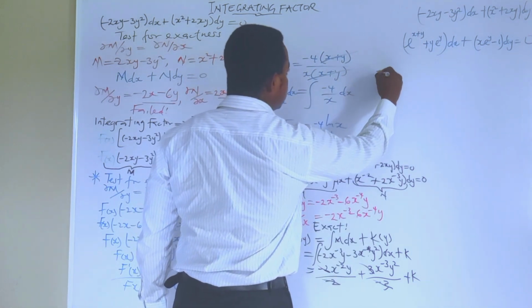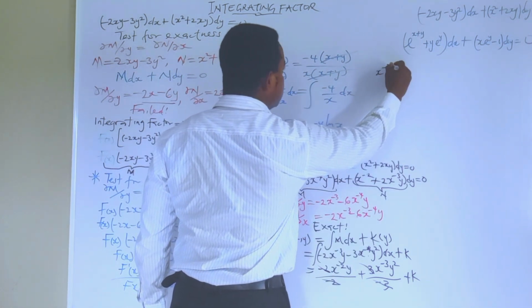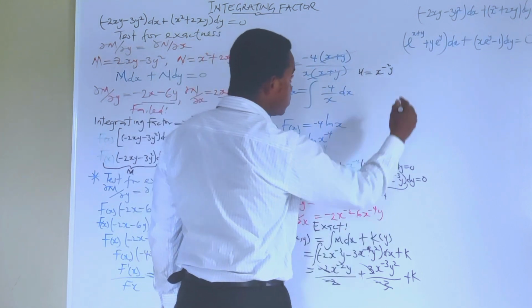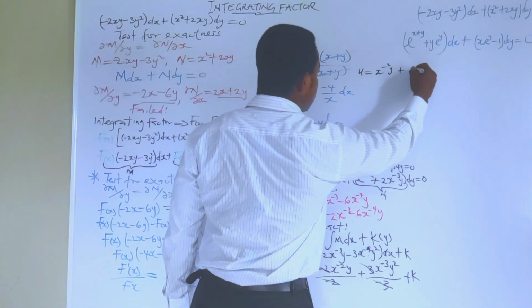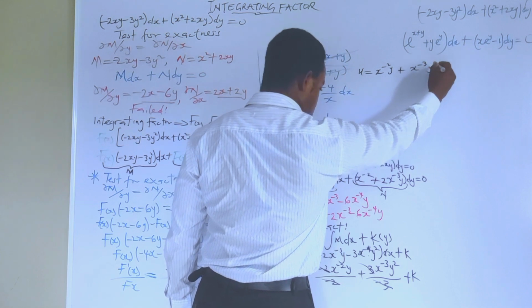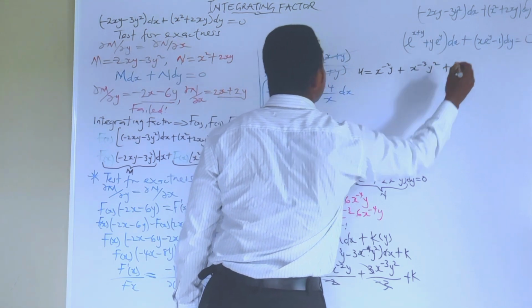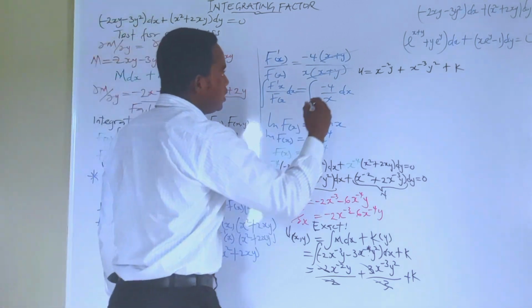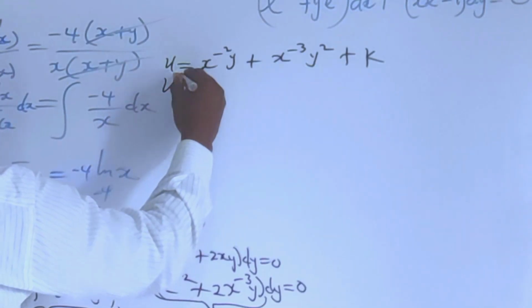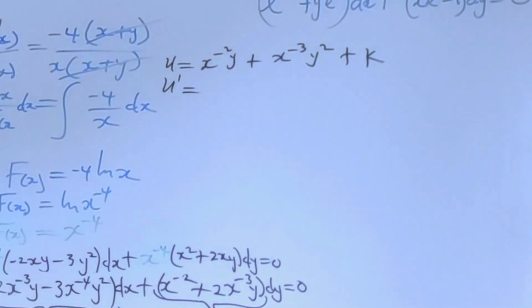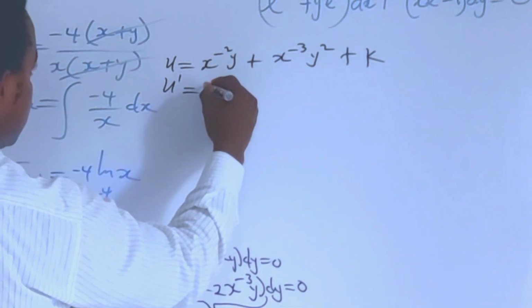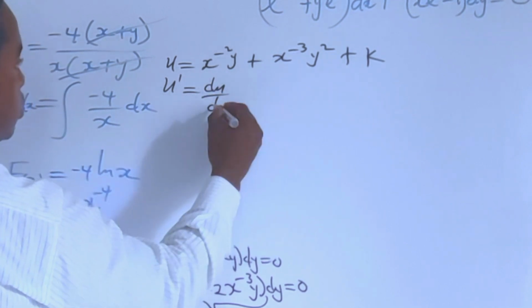Okay, so our u of x comma y, the original function that yields this differential equation, is going to be x raised to power negative 2y plus x raised to power negative 3 y raised to power 2 plus k. Now we need to find k. So to find k, let us differentiate u with respect to y, okay? I mean the derivative of u with respect to y.